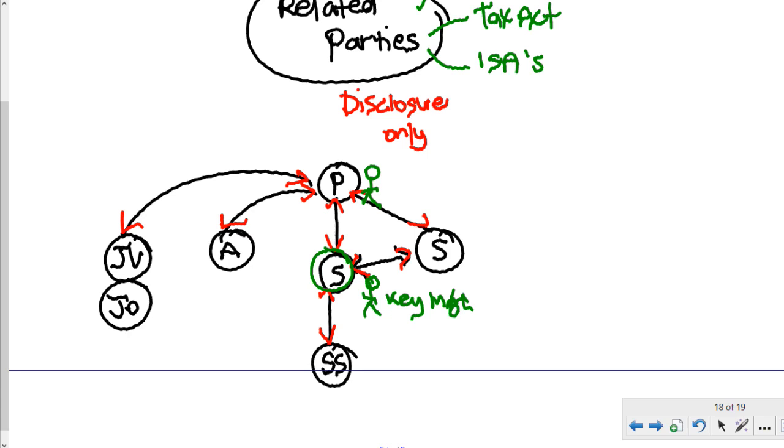And then they also say a close member of family of any of the individuals above. So I'm going to do a wife, although I should have done a woman and then put a man, just to be a bit feminist. All right, so there's a wife, and there's little kids.